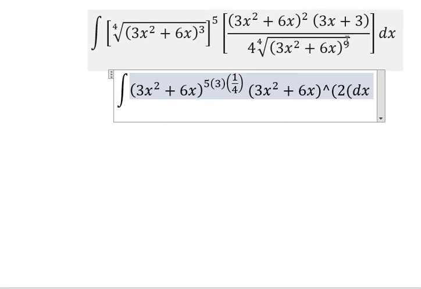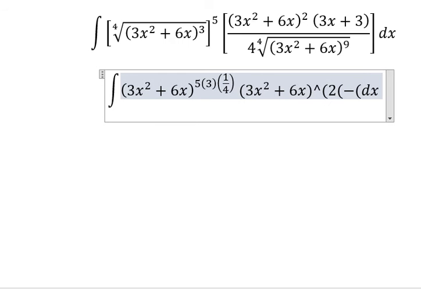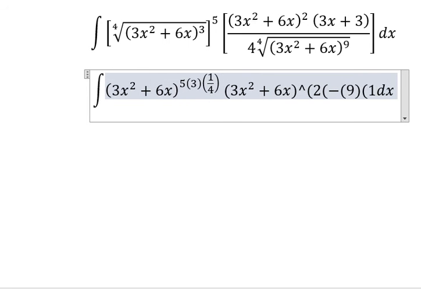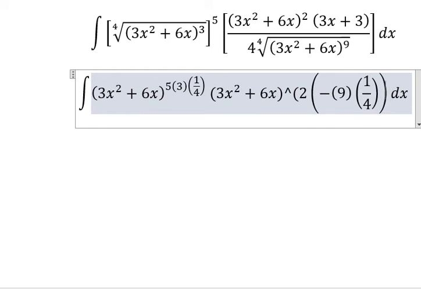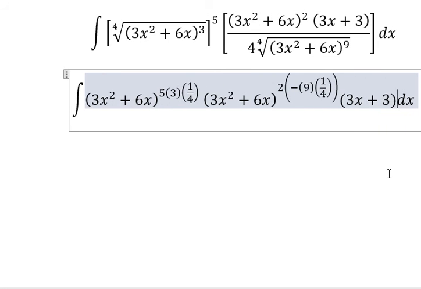Because this one is in the denominator, when we put this one here, we need to put a negative, and we have number 9 multiplied by 1/4, and this one we have 3x plus 3 we put in here, and number 4 I will put in here.